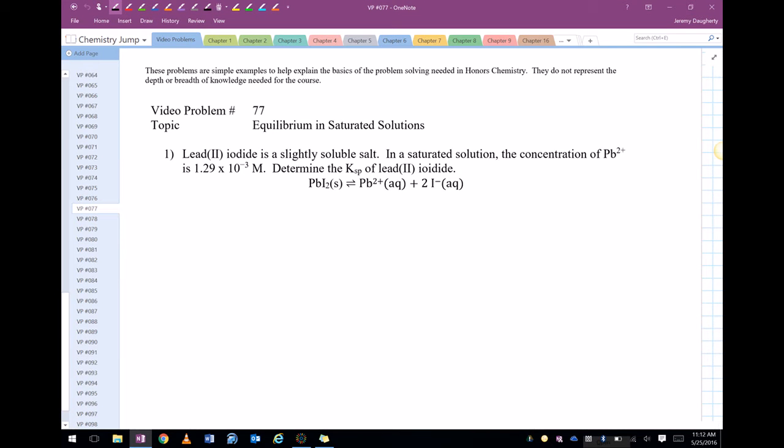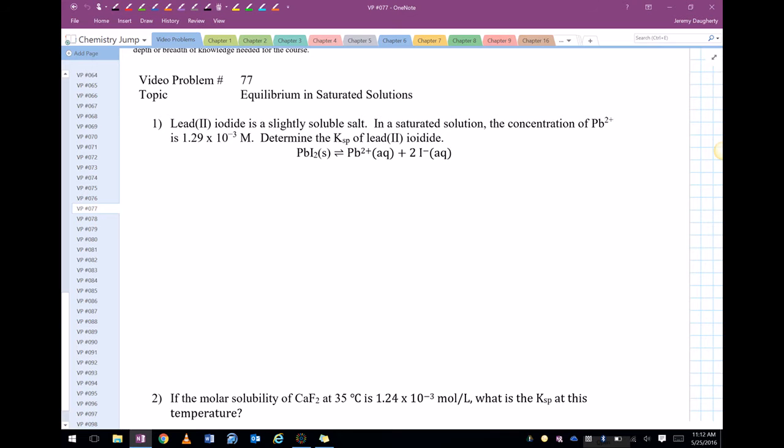Video problem 77, equilibrium in saturated solutions. Lead 2 iodide is a slightly soluble salt. In a saturated solution, the concentration of lead 2 plus is 1.29 times 10 to the negative third molar. Determine the KSP of lead 2 iodide.